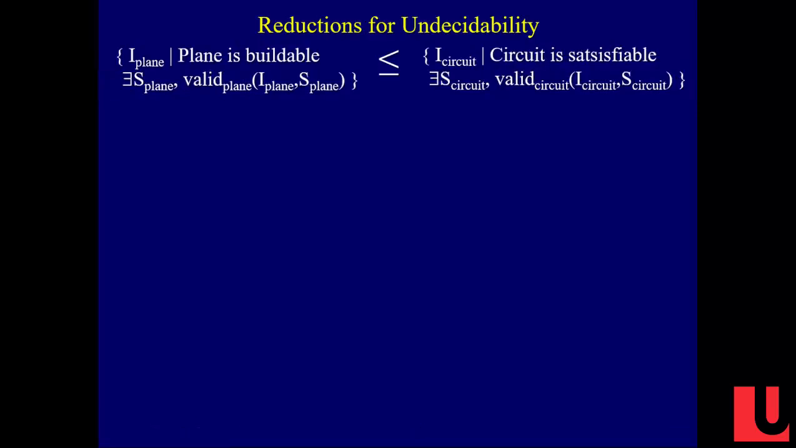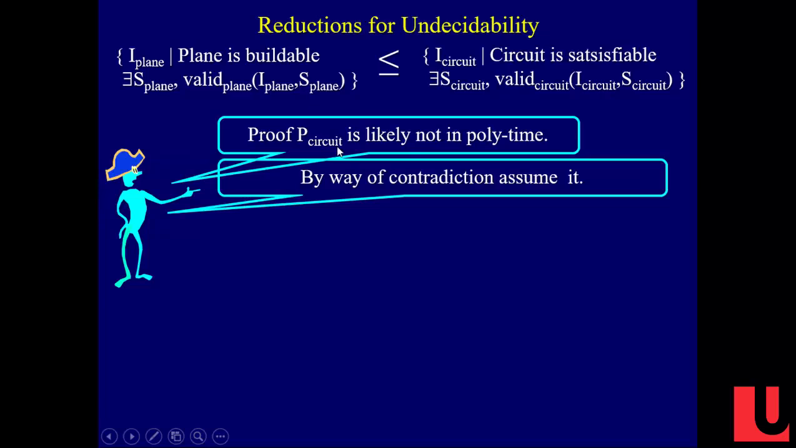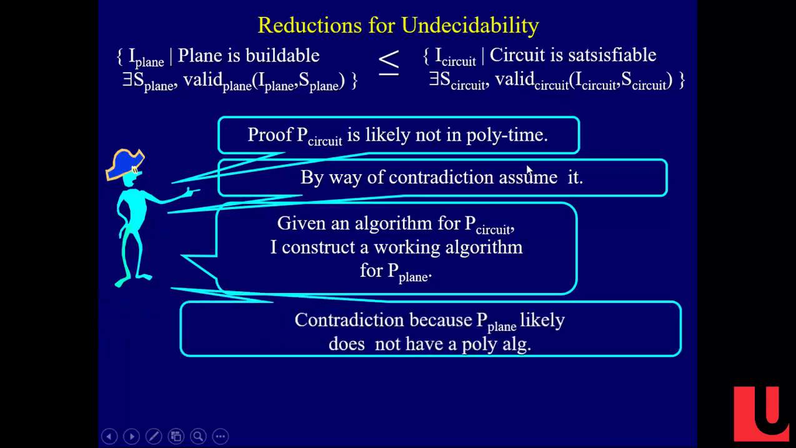And then, how do we do a reduction? Here's the circuit satisfiability problem. We want to prove it's harder than the airplane problem. We want to prove it's harder than every NP problem. We want to prove that if we could solve circuit SAT, we can solve every problem that the industry wants. How do we do that? Well, they're not likely to be in polytime, so we do a contradiction. Assume that we have an algorithm for the circuit problem, and then we're going to come up with an algorithm for the plane problem.